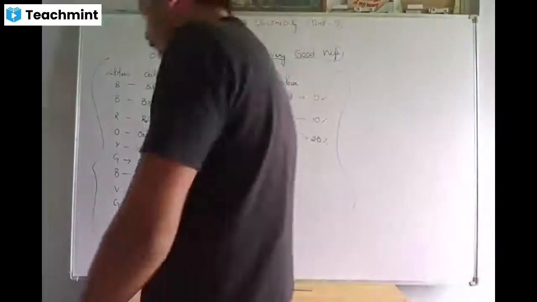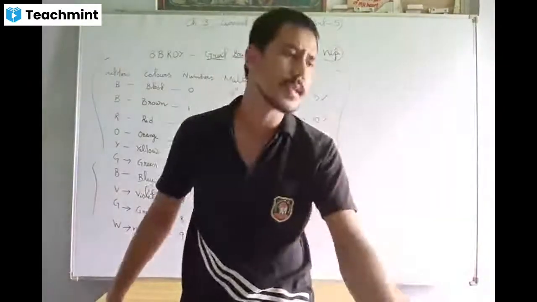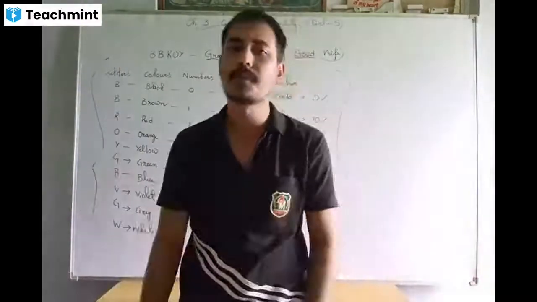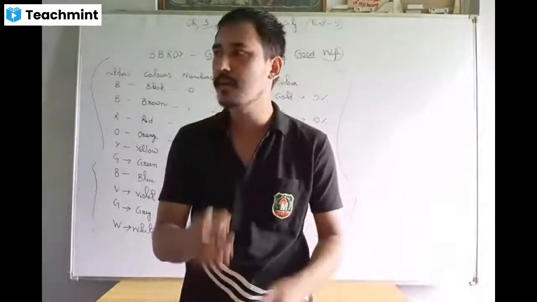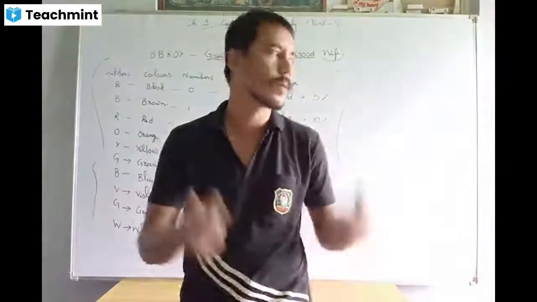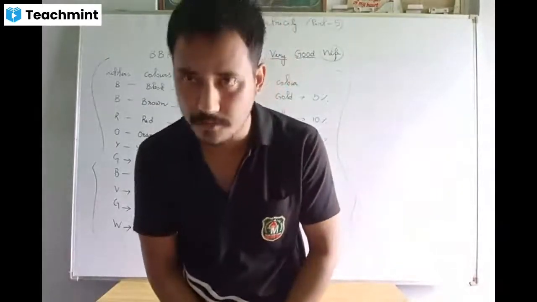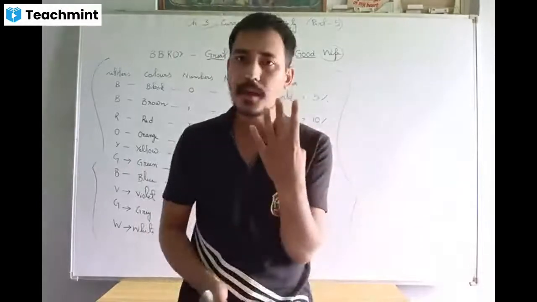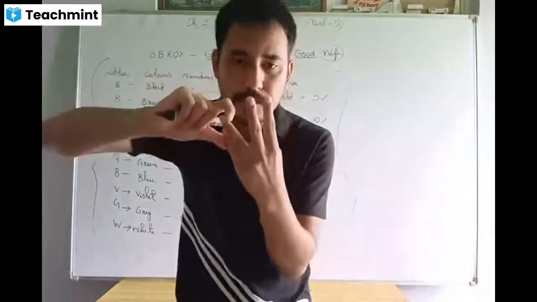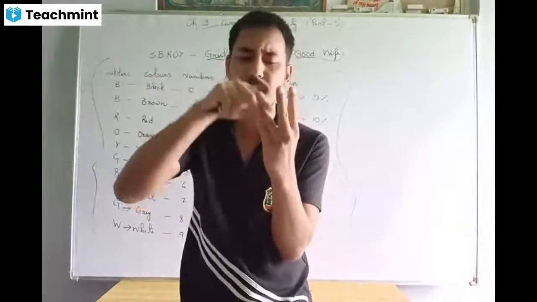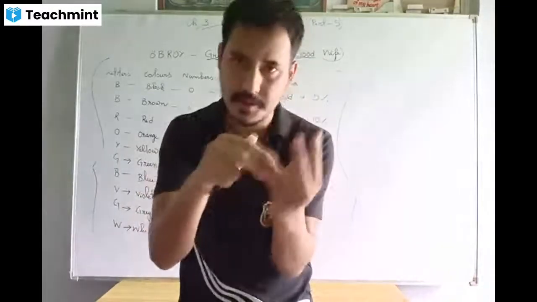Why do we follow this? Because the size of the carbon resistors is so small that their resistance cannot be written over the material. So they give colored bands, and knowing the color of those bands, we can calculate their resistance. All right? So four color bands. The first two color bands give you the numbers, the significant digits, meaning the magnitude of the resistance.